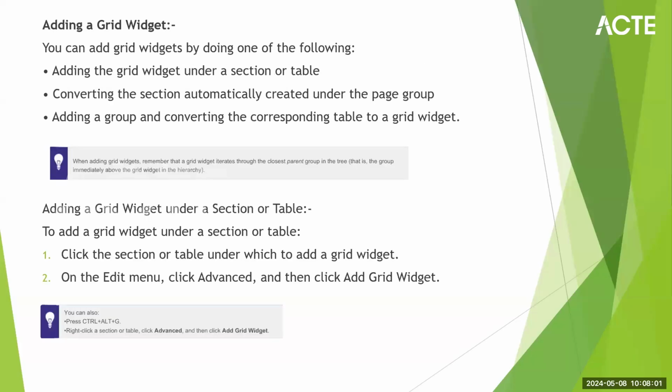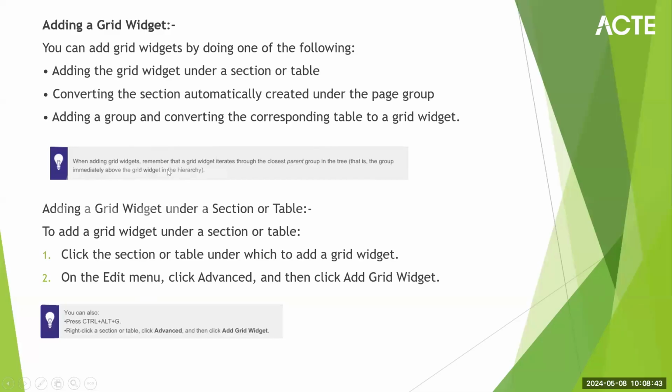Adding a grid. How do you add a grid? You can add a grid wizard by doing one of the following: adding the grid wizard under a section or table, converting the section automatically created under the page group, or adding a group and converting the respondent table to a grid wizard. Don't try to remember all of these, you will be confused. Even in the interview, they don't ask; they'll ask only the difference between them.